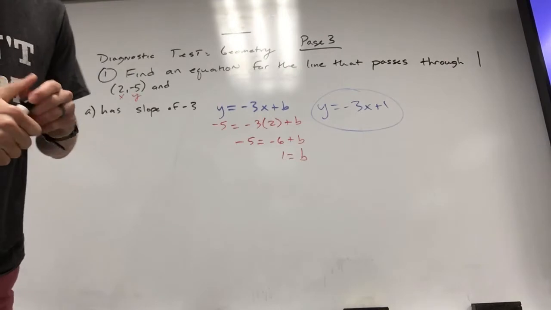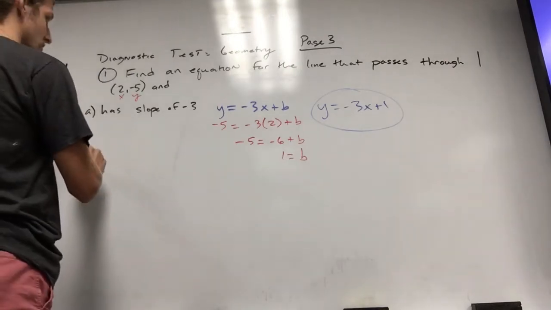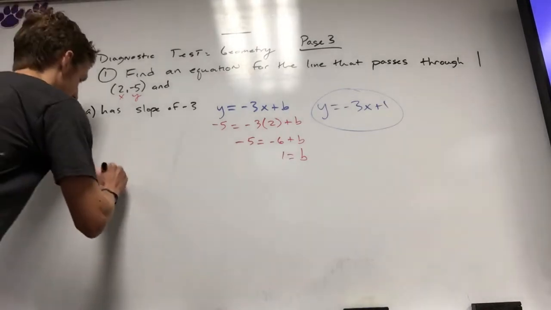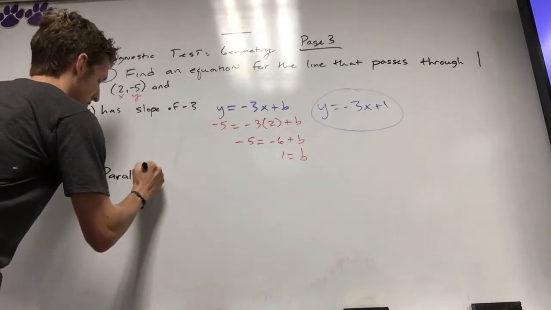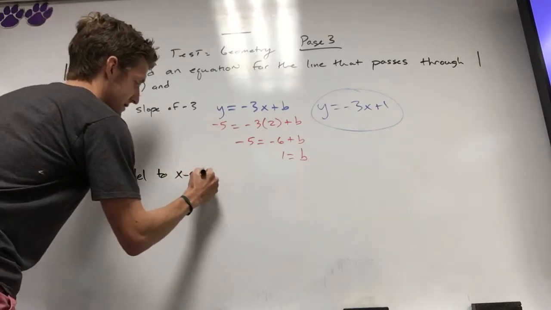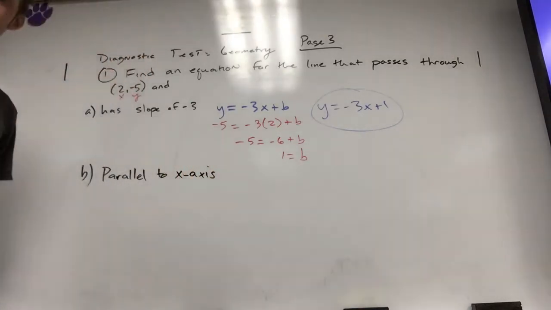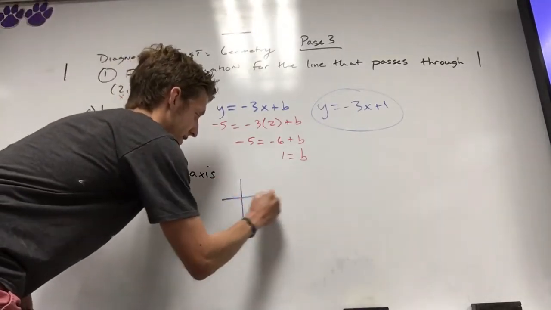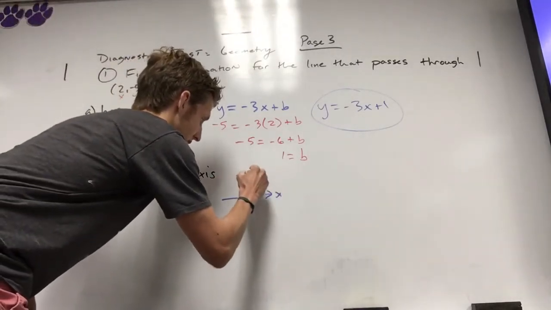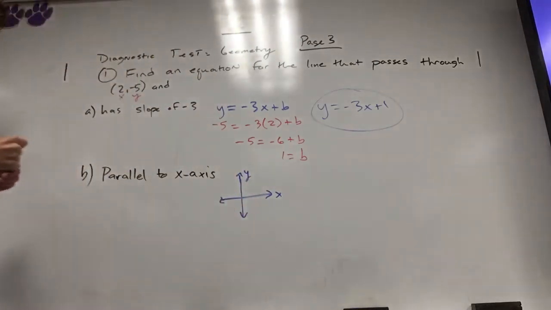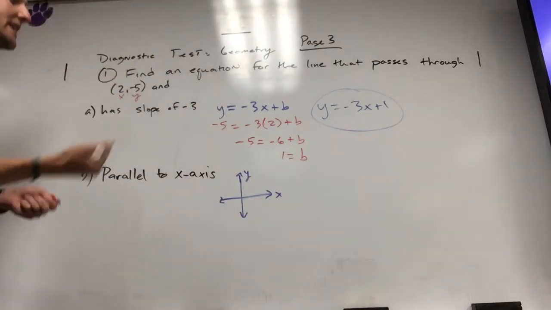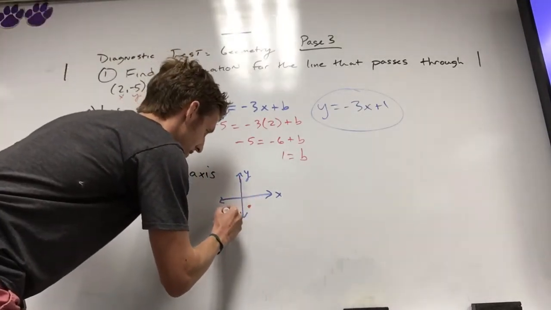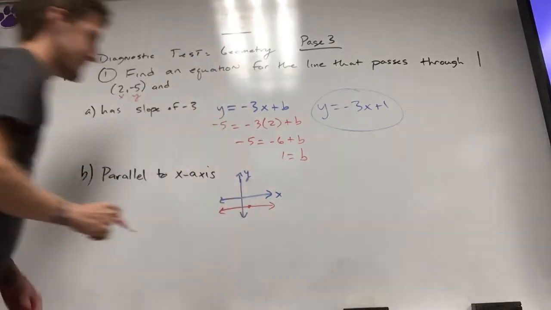Number 2, parallel to the x-axis. Okay, so it goes through (2, -5), and it is parallel to the x-axis. Well, what should we do there? We should draw our coordinate plane, x, y, and if it's parallel to the x-axis, and it goes through (2, -5), there's (2, -5), that's the line.